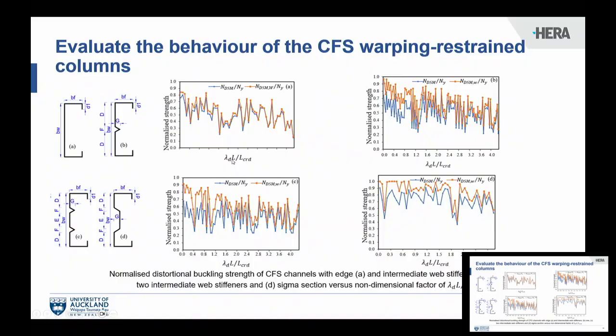Again, to compare the results, the normalized strengths of the cross sections that were determined based on the finite strip method and based on the finite element methods were compared in these figures based on the cross-sectional shape. And you can see that in all data points, we have enhanced capacity when the warping restraint is considered. The orange one corresponds to the warping restraint, and the blue one is the standard DSM. And when the intermediate web stiffeners were considered, this effect was more significant.